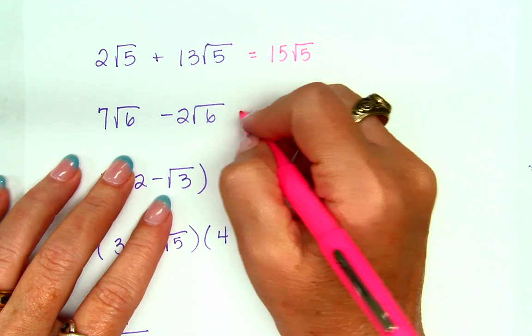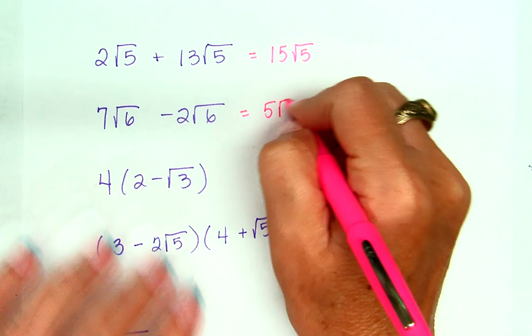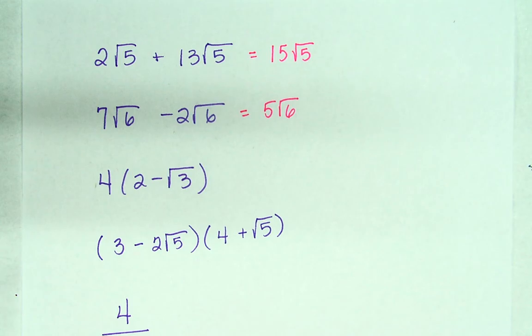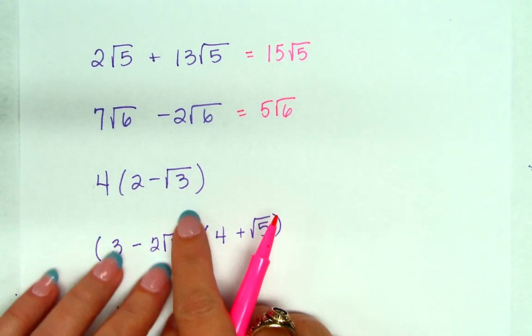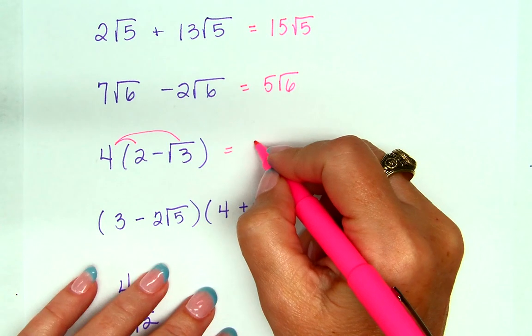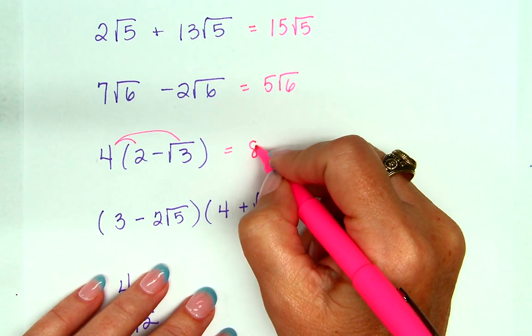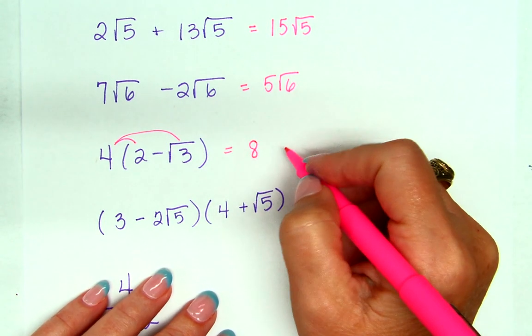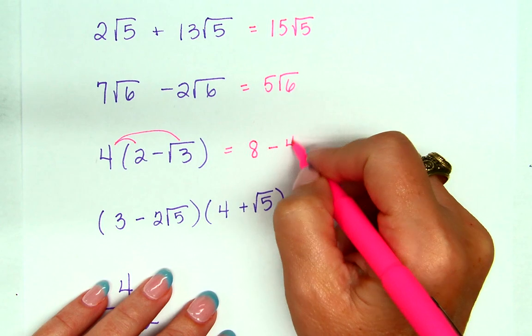This one would be 5 root 6. You okay with that? What should we do here? We should distribute. So what should we get? 8. Yeah, 8, and then negative 4 square root 3. Minus 4 root 3?